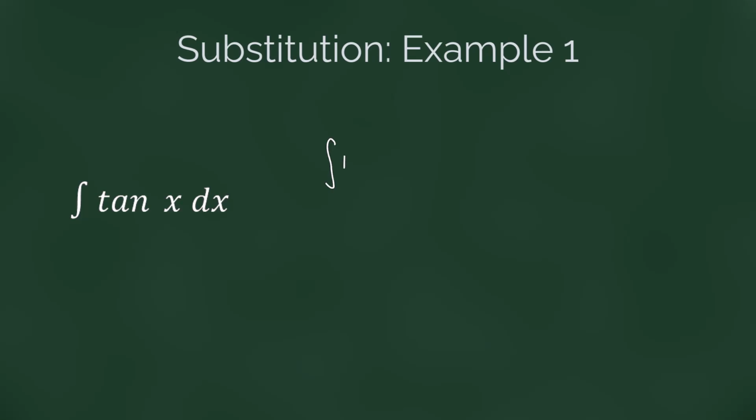We have the antiderivative of tangent of x dx. This has no known antiderivative as written, so what we're going to do is rewrite tangent of x as sine of x over cosine of x. So now we have the antiderivative of sine of x over cosine of x. Here we can see that we have a function whose derivative is also inside of the integrand. That function is cosine x. So we're going to let u be cosine x.